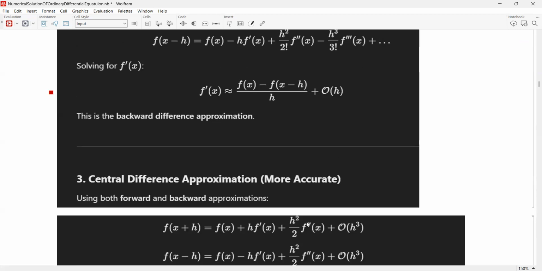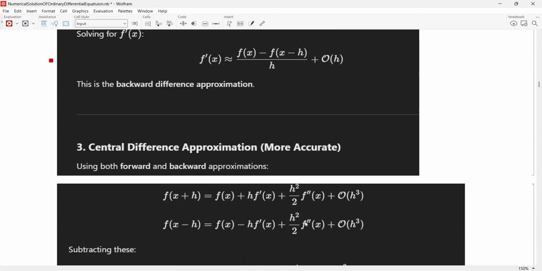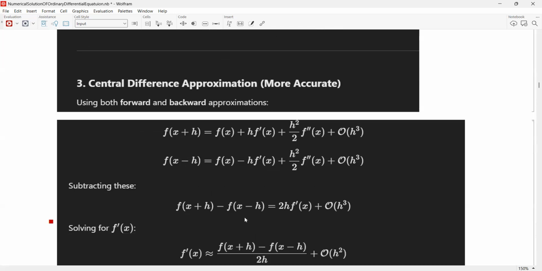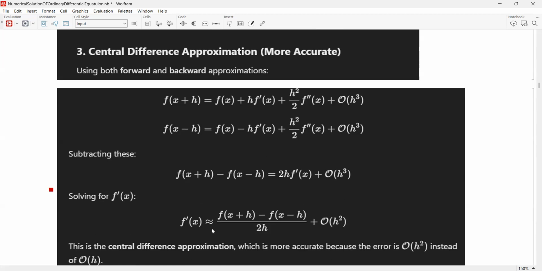For the central difference approximation, more accurate, no? So using both forward and backward approximation here. So by subtracting this, no? Subtract the second series here from the first series here. All right, so here we have the cancellation of f of x. Okay, and solve for f prime of x and divide by h. So we have the order of accuracy here equal to 2.